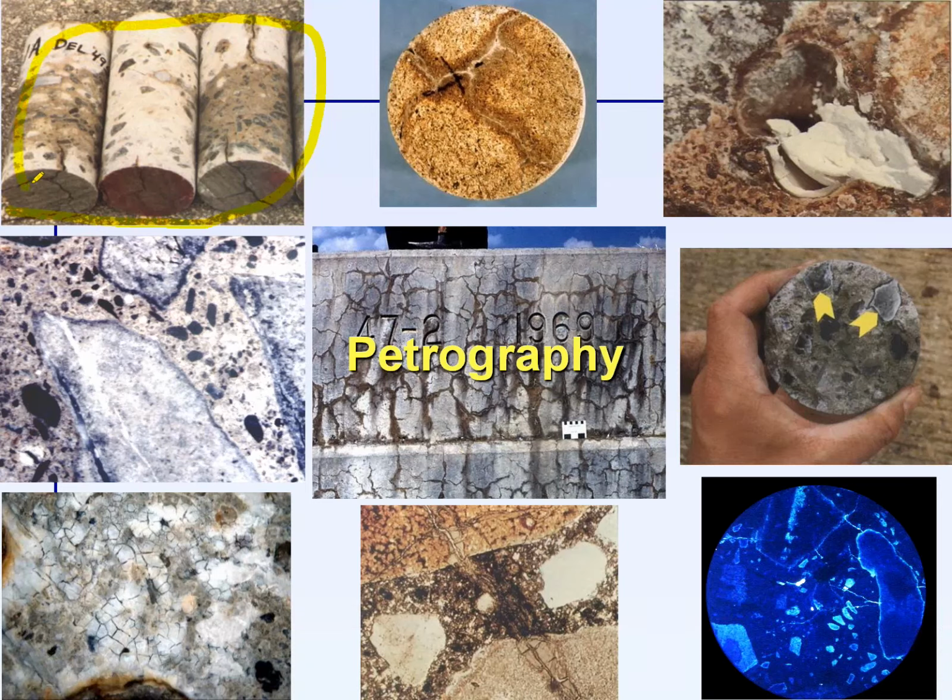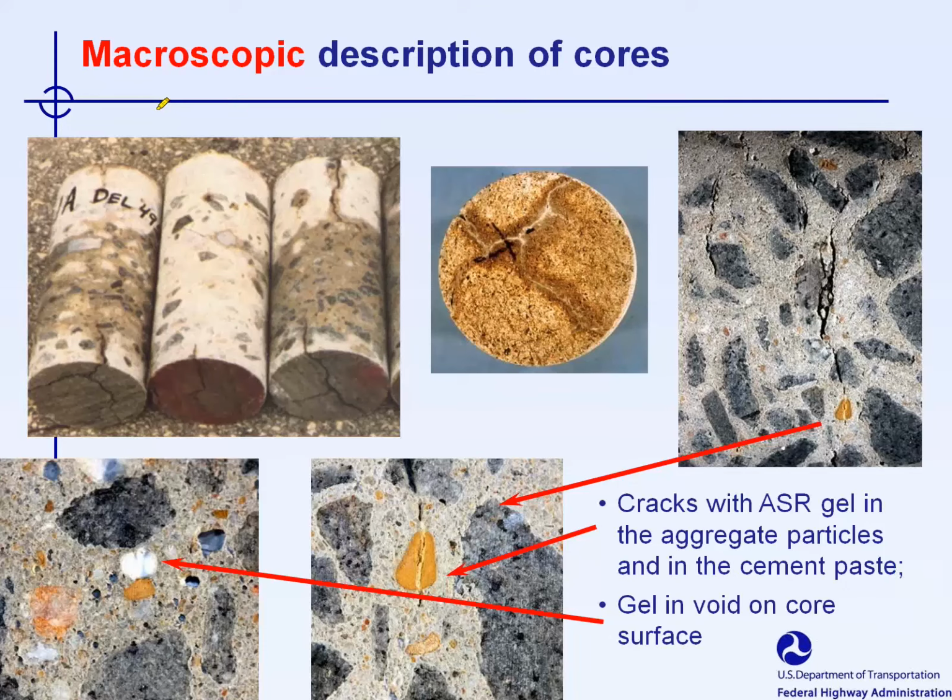The evaluation of the cores can be done right after extraction of the cores, or when the cores are brought to the lab not too long after the cores have been taken. And already a fair amount of information can be obtained from the macroscopic evaluation of the cores, like the presence of cracking, the presence of exudation or efflorescence at the surface, some gel in air voids or air pockets at the surface of the cores. So all of those elements can already be determined right after taking the cores out of the bridge element or the pavement.